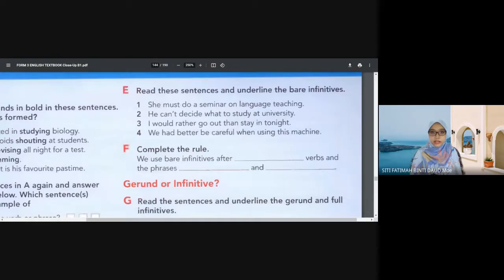She must do a seminar on language teaching. So must is a modal verb. I must, I should. Okay, I should. So do is a bare infinitive. Okay, you do number 2, 3, and 4 now.